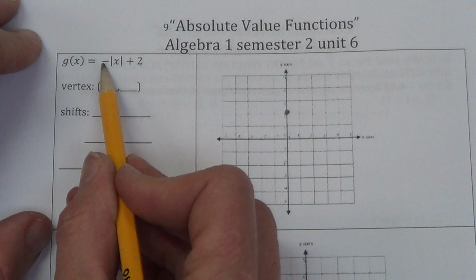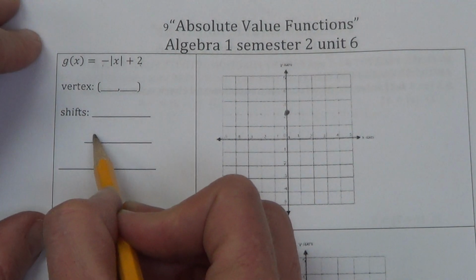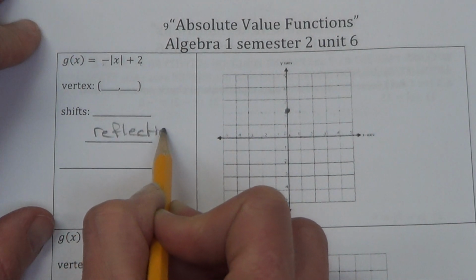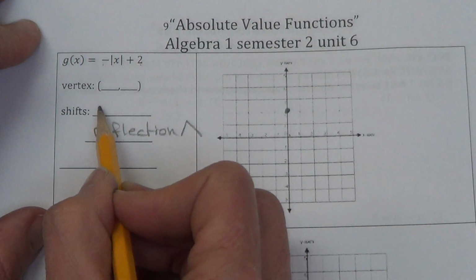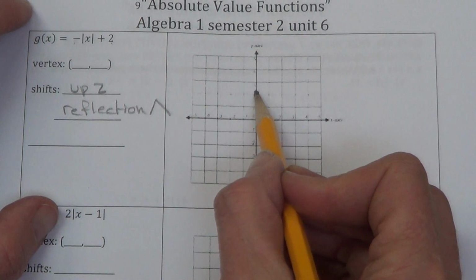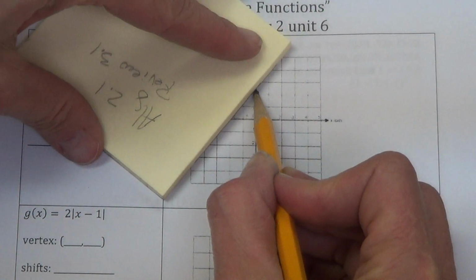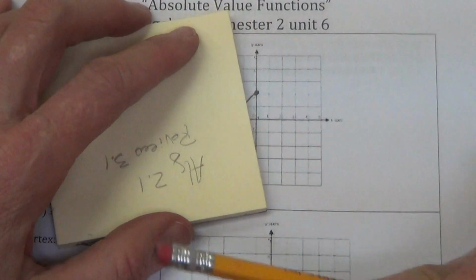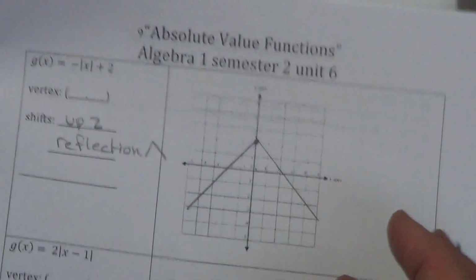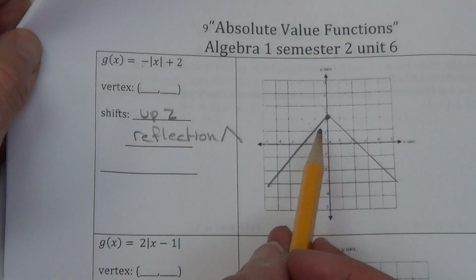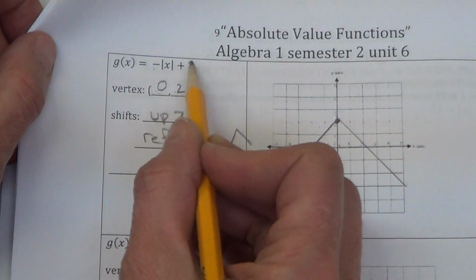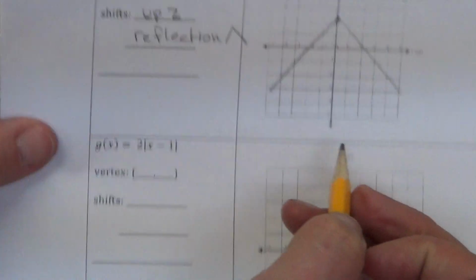Now, with the negative out front, we know from the very first graph that we did that caused a reflection. It flips it, in other words, upside down to look like that. The other shift was up 2. So now we draw it down 1 over 1 to get the correct slope, or just draw the diagonal. And that's how it's going to look. We can see that our vertex is 0, 2. Please see if you can figure out how you could get this out of the equation. That's what I'm going to be asking you in class.